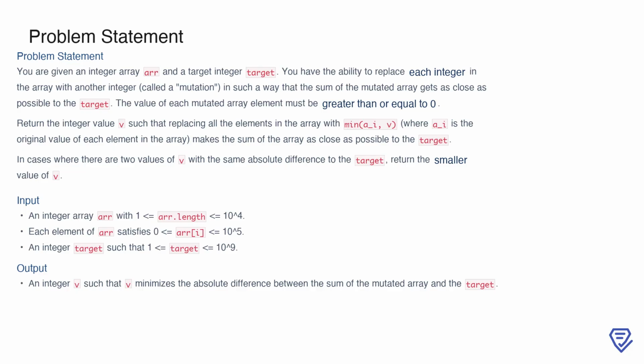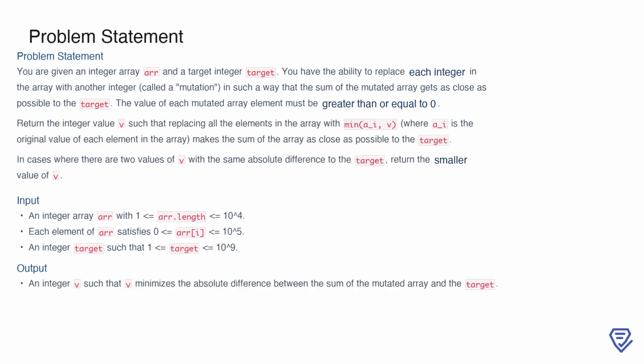Your task is to replace each element in the array with a new value, referred to as v, to create a mutated array. The goal is to make the sum of this mutated array as close as possible to the given target. However, there are some constraints to keep in mind. The value v that replaces elements in the array must be greater than or equal to 0.